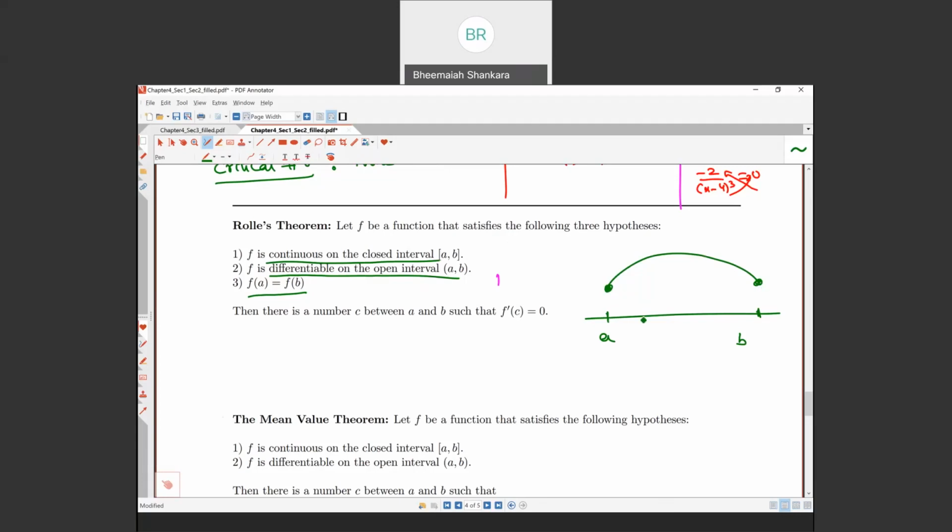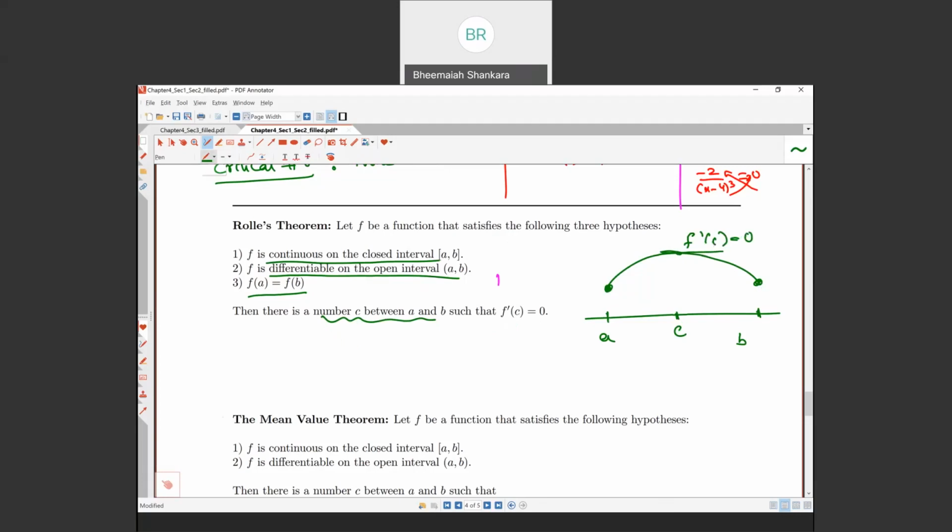So when you have all these three conditions for the function f, then you can say that there is a number c between a and b such that f prime of c equals 0. So you have a c between a and b. So at c, if you try to draw a horizontal tangent, f prime of c will be 0.